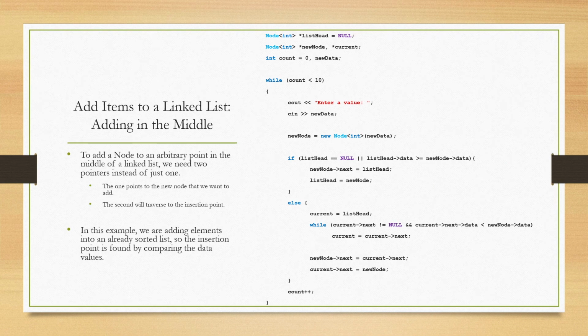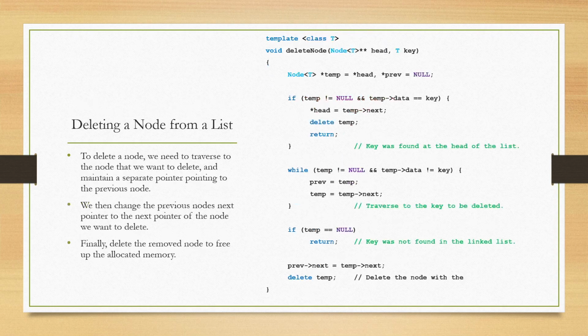I'm going to skip over these parts because I don't want to explain them again. It's kind of the same because I already explained it. Adding it to the middle, there's just the code on how to do it. Delete nodes, fairly simple.